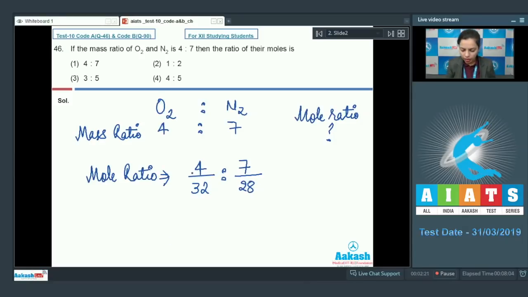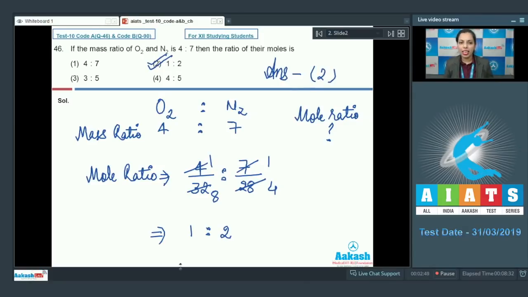Now, this can easily be understood that this is 1 by 8 and this is 1 by 4. So the ratio becomes equal to 1:2. This would be the ratio. And yes, if this is the ratio, then definitely option 2 becomes our correct option for question number 46.